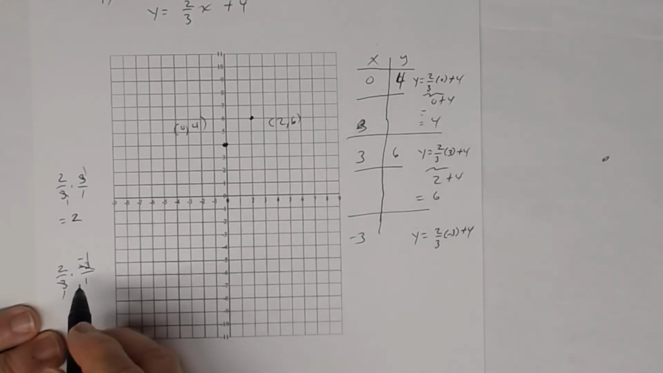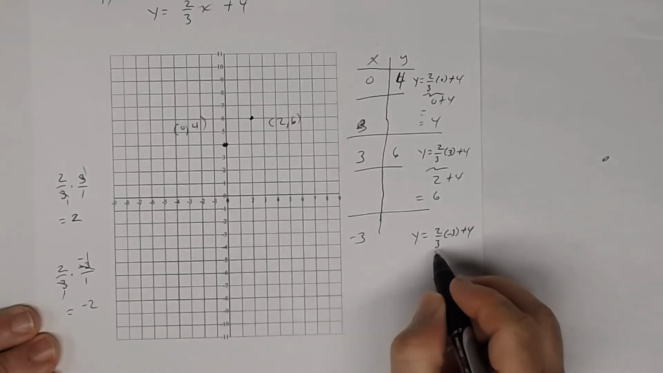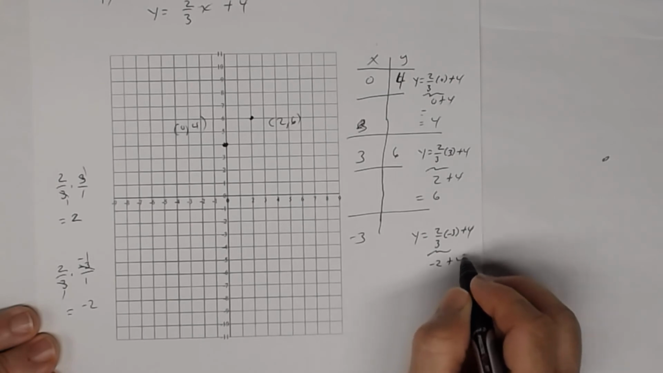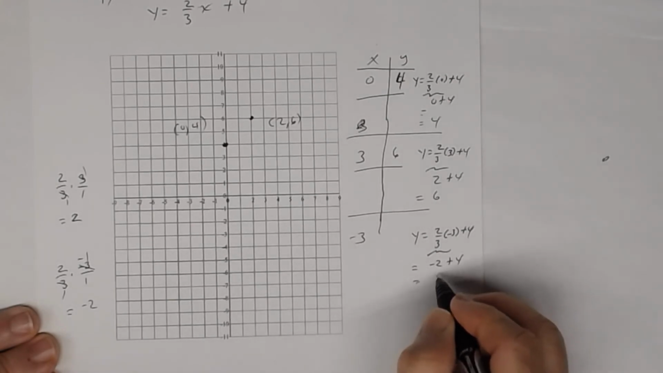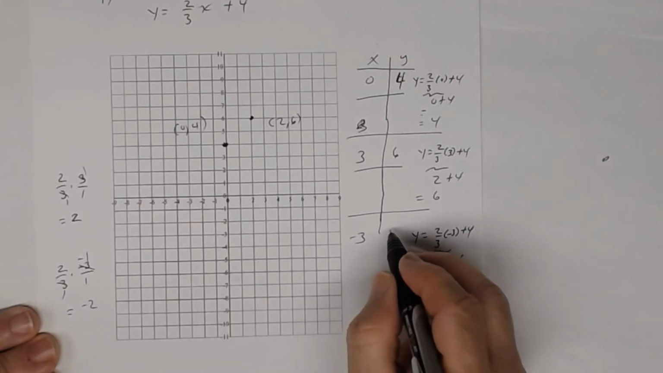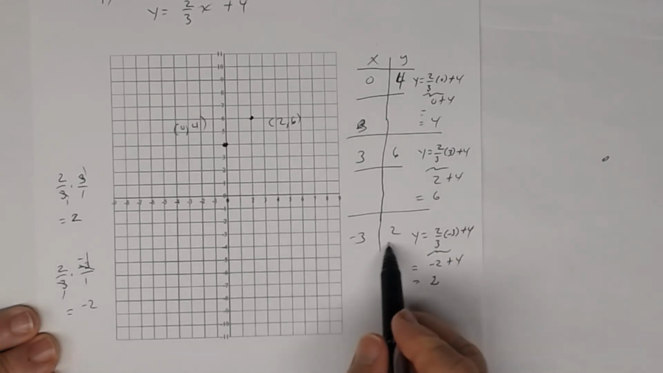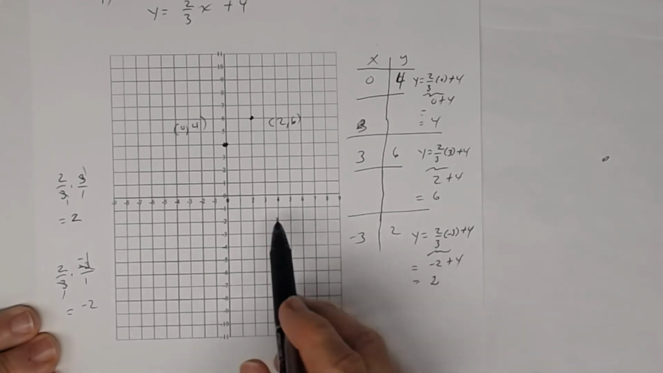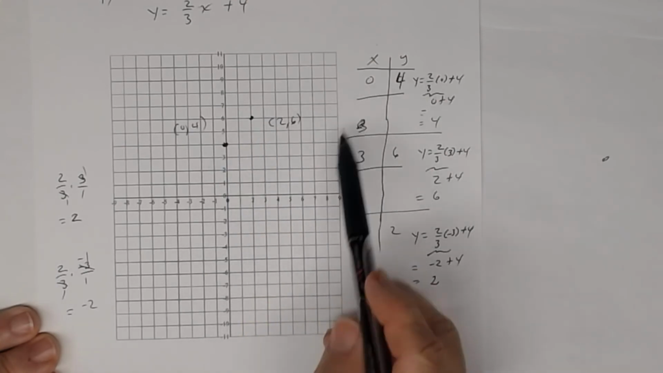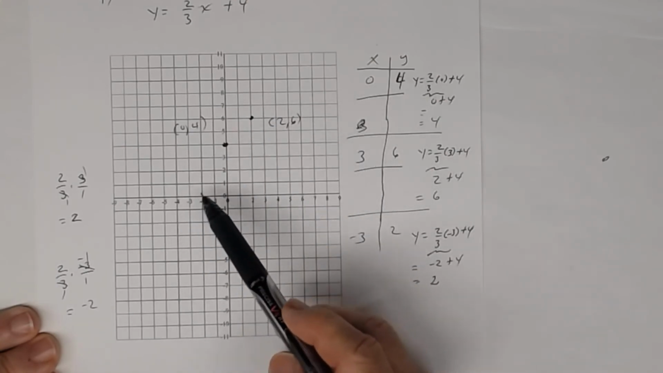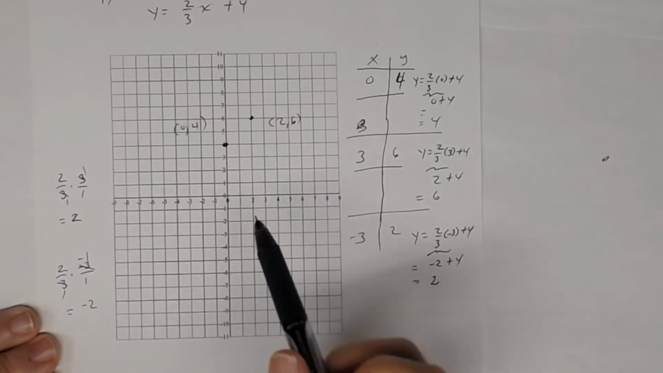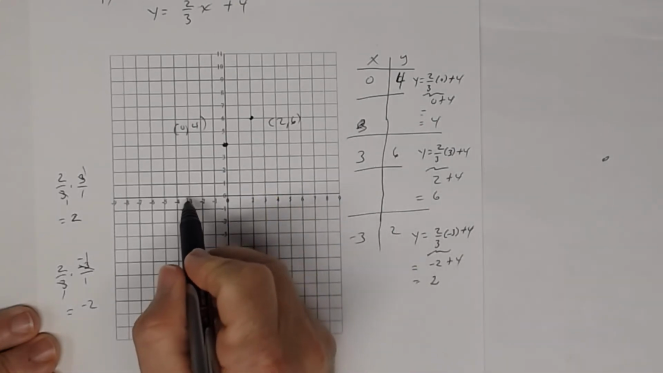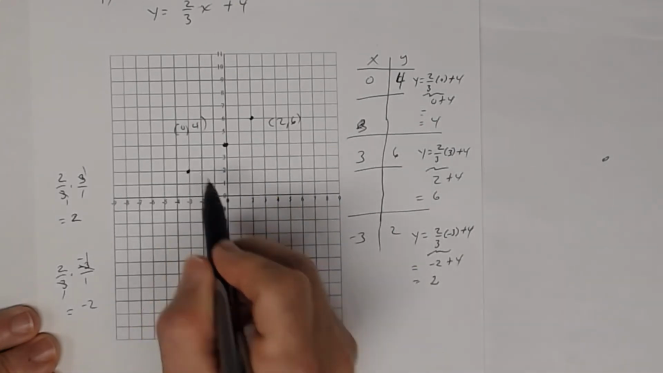What's 2 times a negative 1? 2 times a negative 1 is a negative 2. So 2/3 of a negative 3 is a negative 2. And what's a negative 2 plus 4? A negative 2 plus 4 is a positive 2. So my y value is positive 2. So here is another solution. And so if I plot that point, hopefully those 3 points lie on the same line. They are collinear. So let's see. Negative 3, 2. I go to the left 3 and up 2, and it sure is.